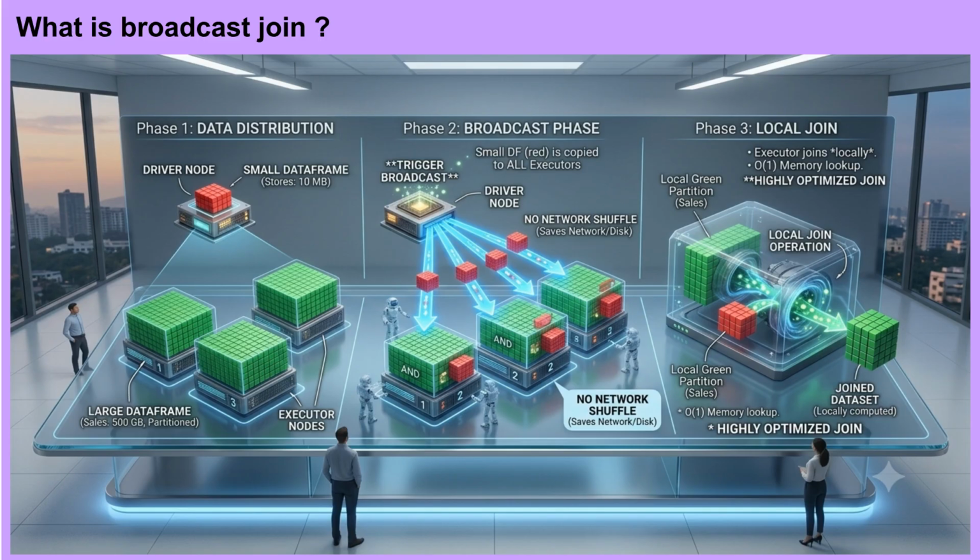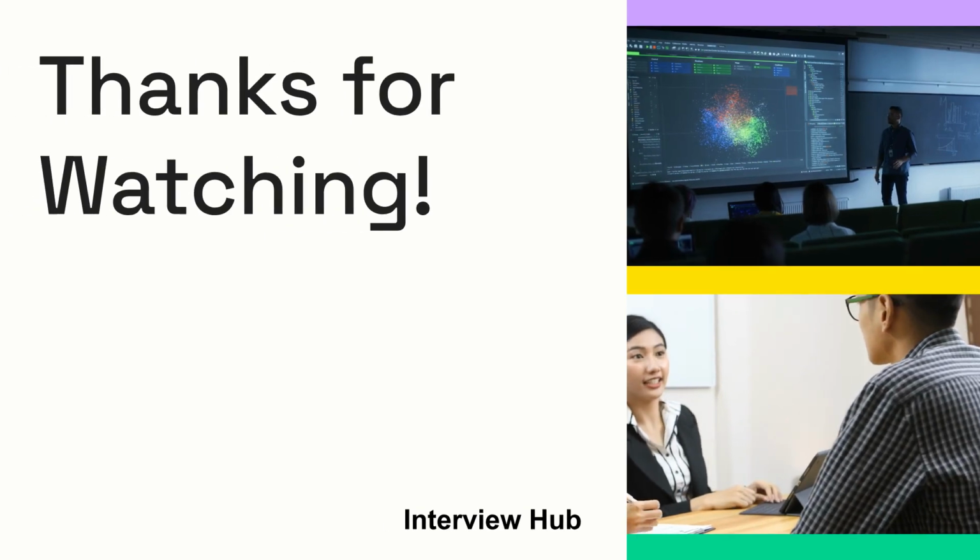Why it's faster. Skips the shuffle stage entirely for the large data frame. Each executor does an in-memory hash join, which is much cheaper than a sort merge join over a network shuffle.